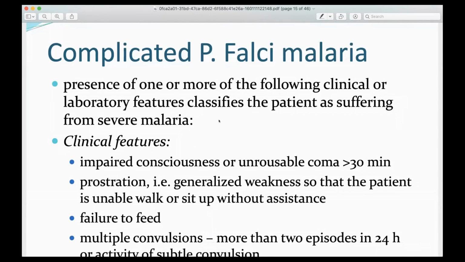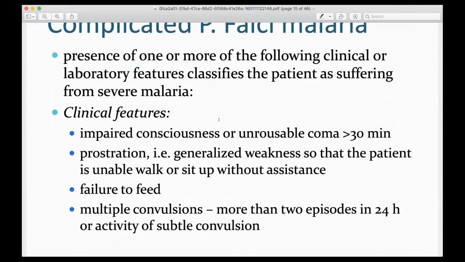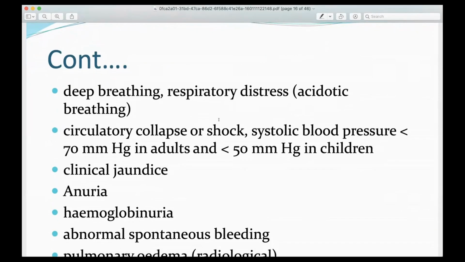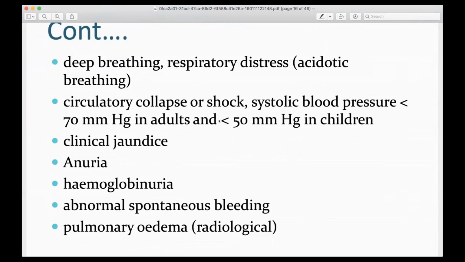Then it is called complicated falciparum malaria. And clinical features, I have already mentioned. There is convulsion, failure to feed, impaired consciousness, respiratory failure, low BP, circulatory collapse, anuria, renal failure, hemoglobinuria, anemia, thrombocytopenia.